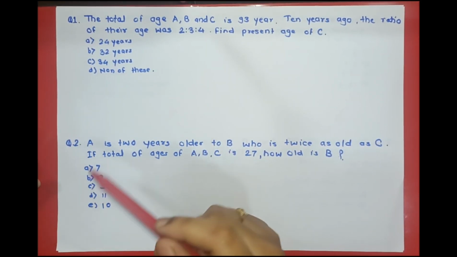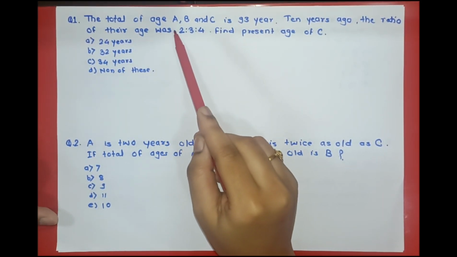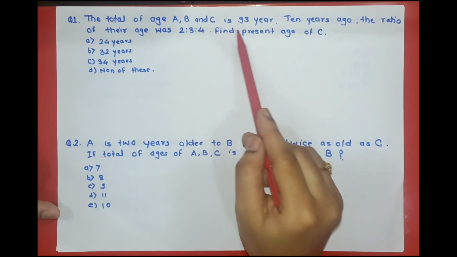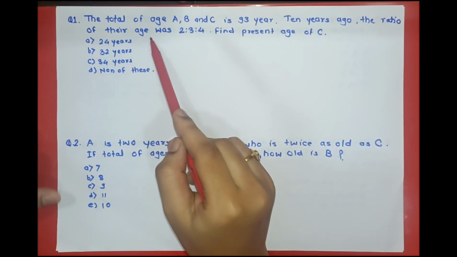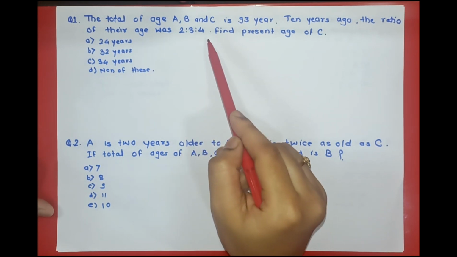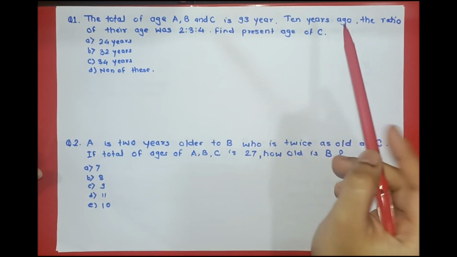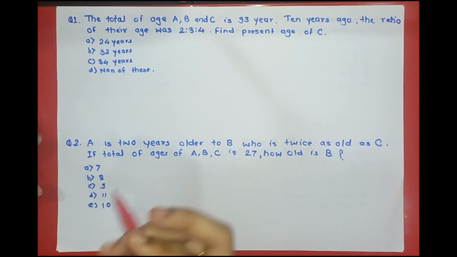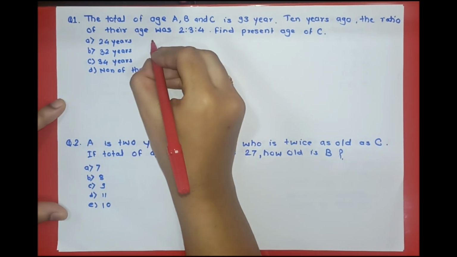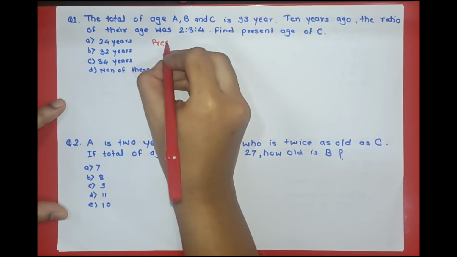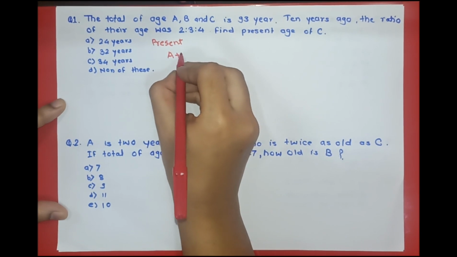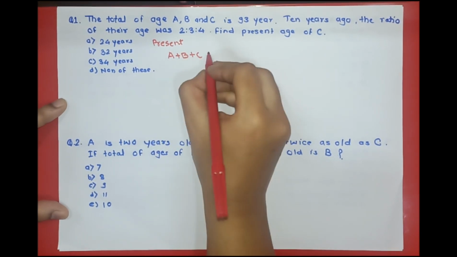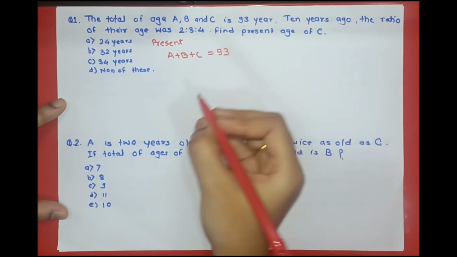The first question is, the total of age of A, B and C is 93 years. 10 years ago, the ratio of their age was 2:3:4. Find the present age of C. Now, as per the question, at present, the sum of ages of A, B and C is given as 93 years.